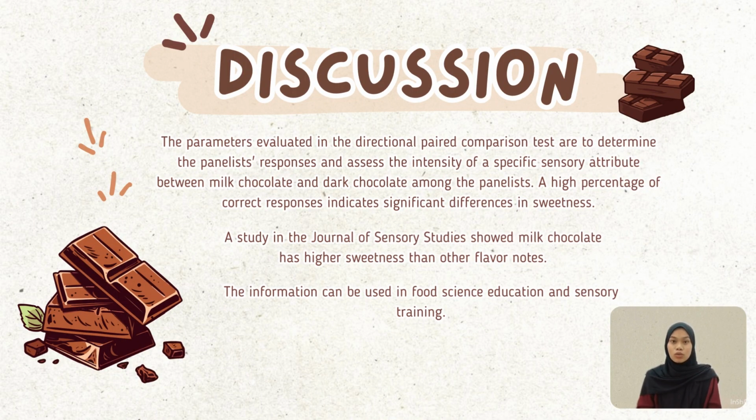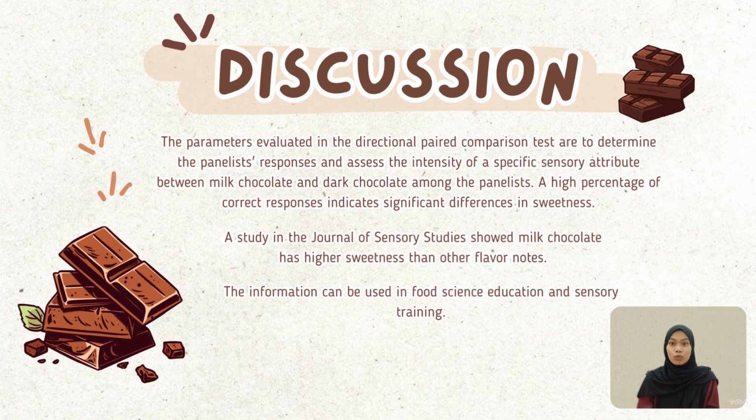Okay, for the discussion part, the parameters evaluated in the directional pair comparison test are to determine the panelist responses and assess the intensity of a specific sensory attribute between milk chocolate and dark chocolate among the panelists. The high percentage of correct responses suggests that the differences in sweetness between the two samples, which are milk chocolate and dark chocolate, were noticeable to most panelists and also support the hypothesis that we stated before.